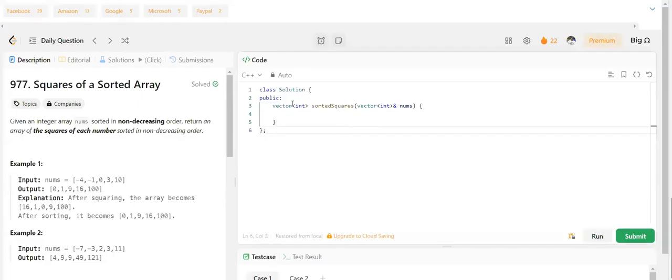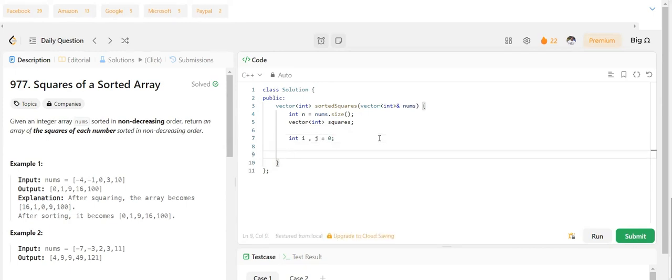Now let's try to code. First we will find the size of the vector. Now we will create an output vector. Let's name it squares. We will keep two pointers i and j. So we have initialized j with 0. So we will iterate the vector and find the point where the positive number is starting.